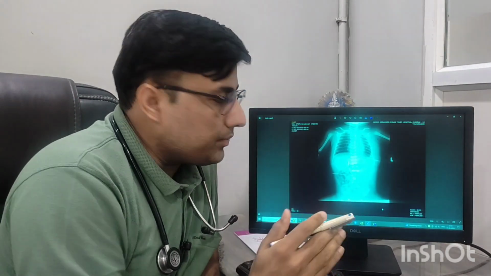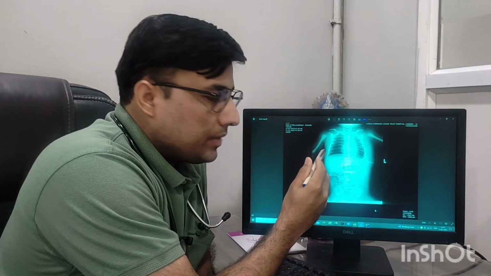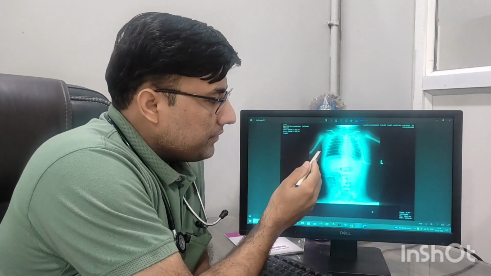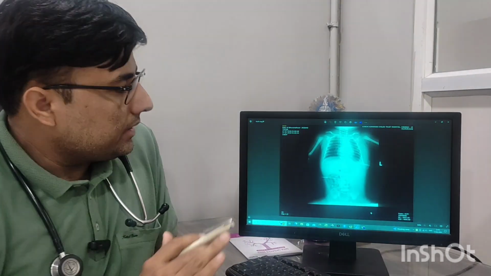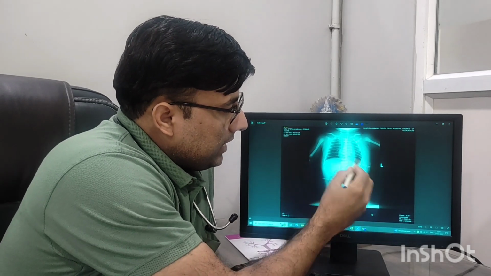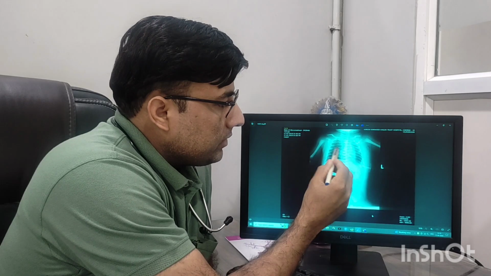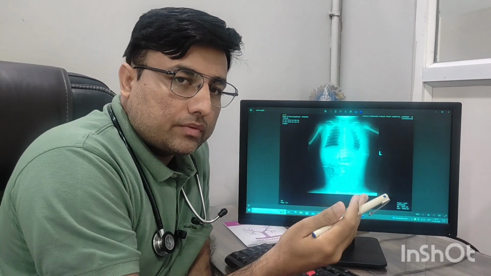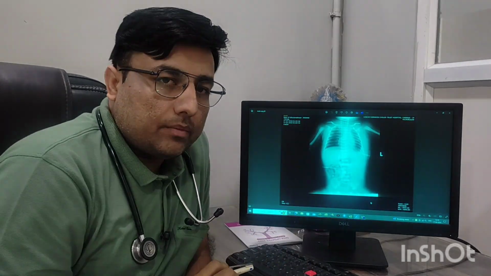If it is underexposed film, then it will look more white, more bright. Soft tissue, like in bone, we cannot differentiate, so it will be underexposed film. Okay. Next, we'll go for lung parenchyma. If lung parenchyma is hyperlucent, we cannot see the lung markings also, means it is overexposed film. If it is more white, brighter, means underexposed film.